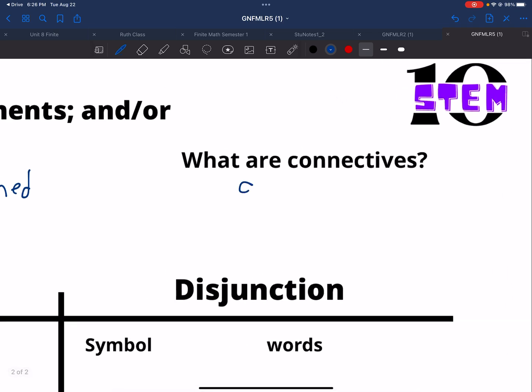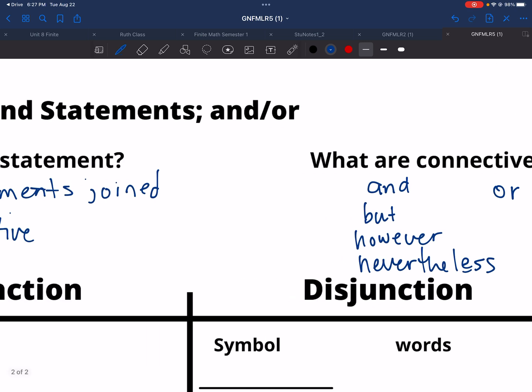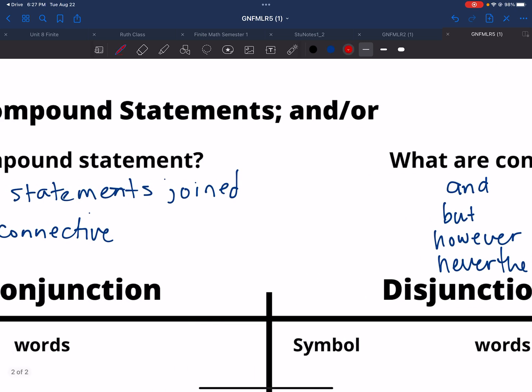Connectives primarily are going to be and, or. But under and, we also have but, however, and nevertheless. So those are kind of fancy versions of it. So and, but, however, nevertheless, and then or. And we've got symbols for them. So let's go ahead and take a look at the symbols. But before we do, let's go ahead and do an example.